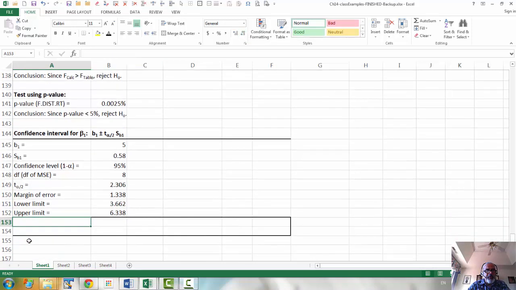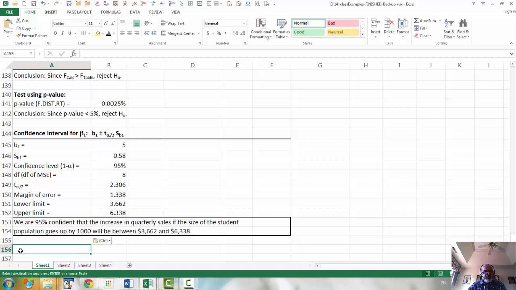So now we have to interpret. We can say that we are 95% confident that b1, remember b1 is the increase in quarterly sales that we can expect for a 1,000 student increase in the student population. So if student population increases by 1,000, the quarterly sales will go up by between 3,662 and 6,338. So that's the interpretation for the confidence interval for the slope coefficient.